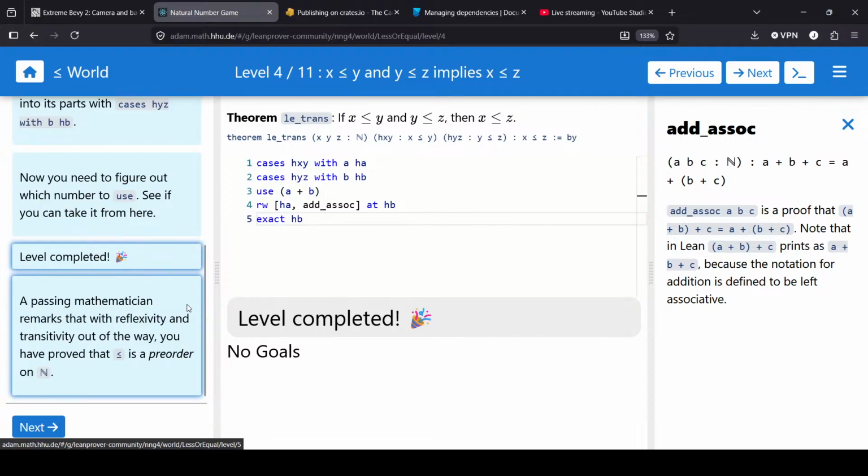Level completed! A passing mathematician remarks that with reflexivity and transitivity out of the way, you have proved that less than or equals is a pre-order on n. We did it! Yay! Remember, kids, do not pre-order your video games.